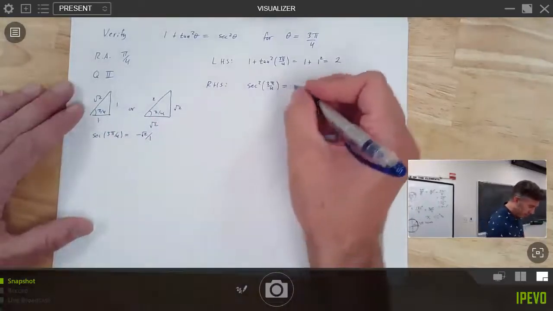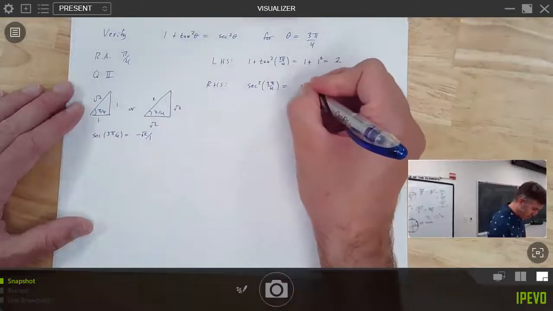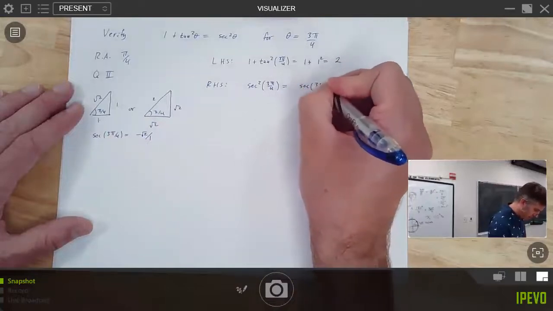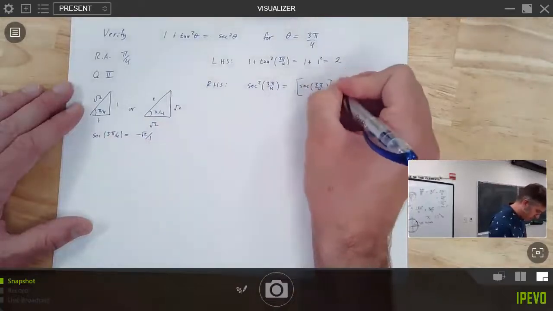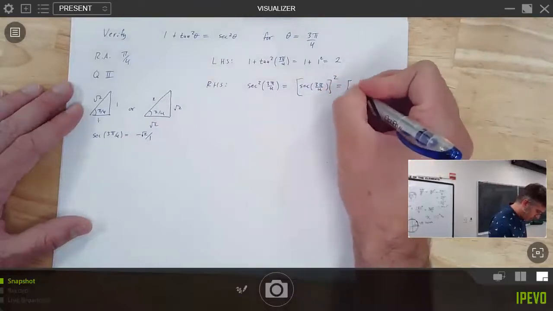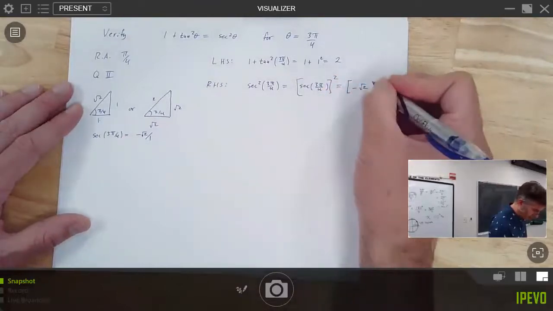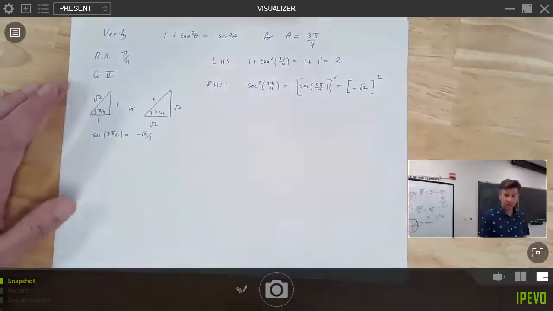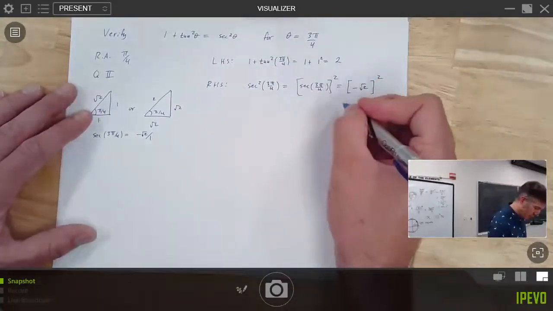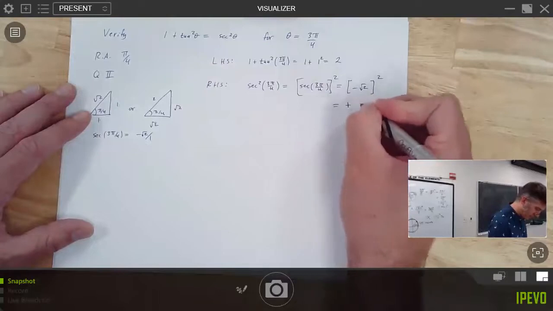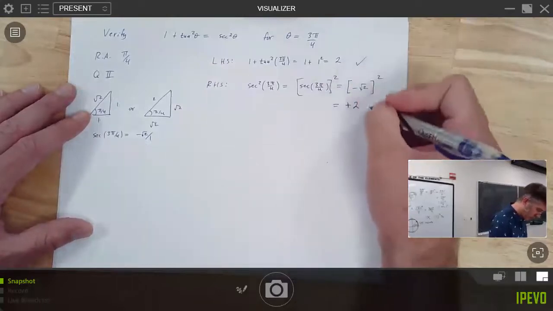So then secant squared of 3 pi over 4 would be secant of 3 pi over 4 squared, which would be negative root 2 over 1, but I'm not going to write the over 1, squared. And the square root of 2 squared is 2. So negative times negative is positive 2. Check, they're the same.